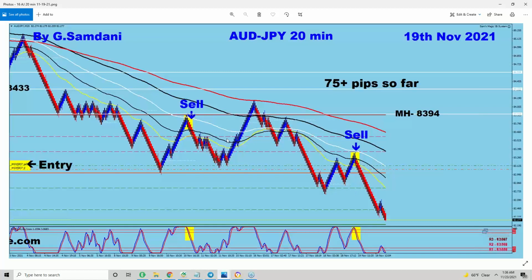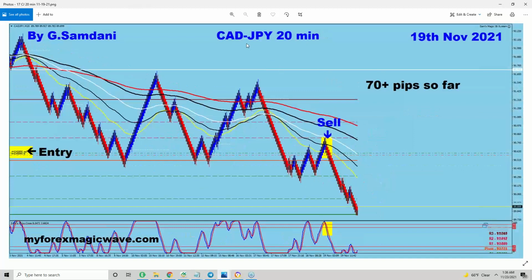So this is the other entry I came across, right? It's a sell order here, and that's very nice and clean all the way to 75 pips. But the scenario is the same. The yellow is below the black. Blue candle goes into the wave, turns to red candles, a couple of red candles. This indicator is all the way high, and I short, right? This is similarly CAD Yen, exactly the same thing.